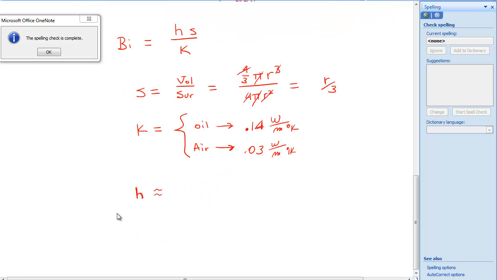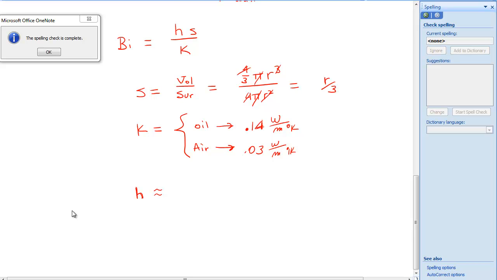If in fact the resistance to heat transfer in the solid is large compared to the resistance... Well, let me rephrase that. In the lump capacitance system, we're assuming that the temperature is uniform in the solid body.